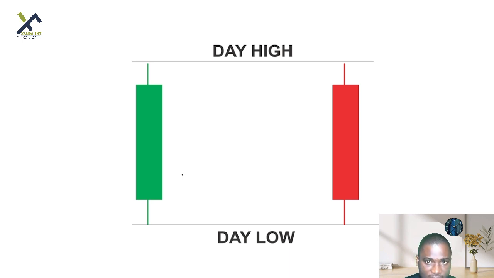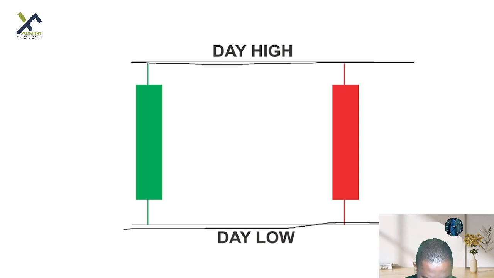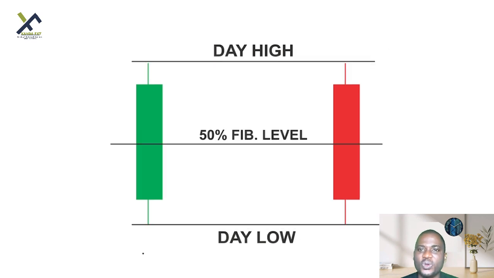Now, using this strategy, I want you to see the day low as the buy side liquidity pool and the day high as the sell side liquidity pool. If you see them as a liquidity pool, it will help you to understand the strategy and use it in a better way. Also, when I'm using this strategy, I like marking out my 50% Fibonacci level.